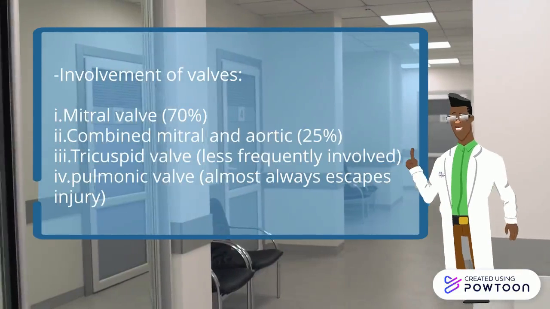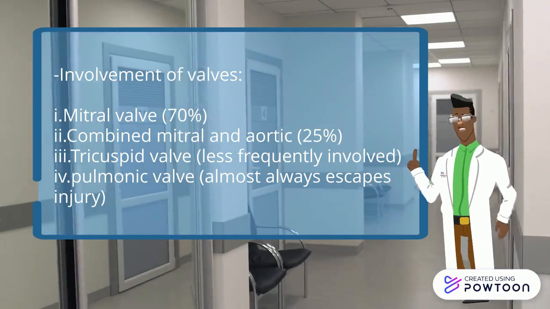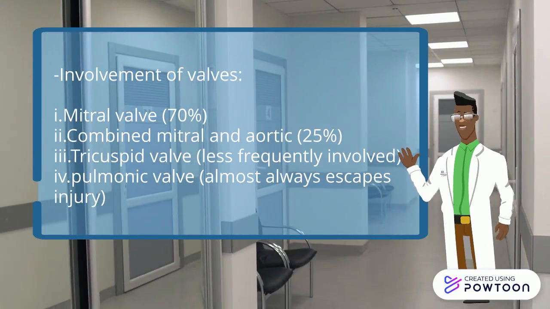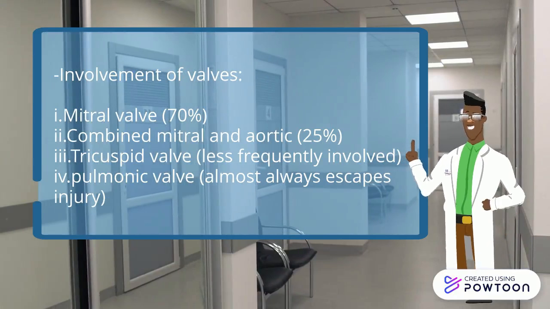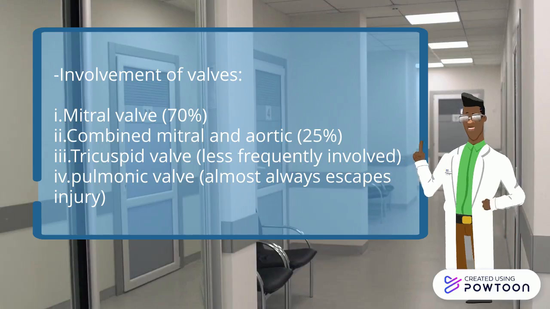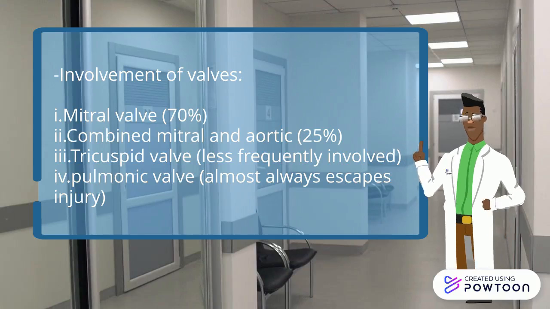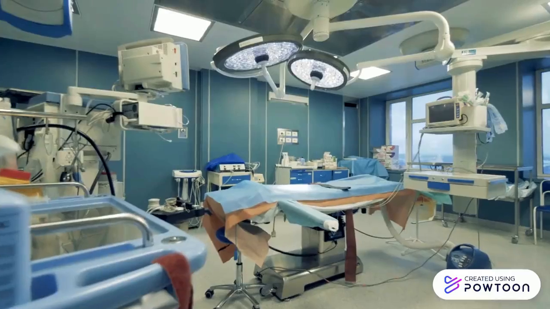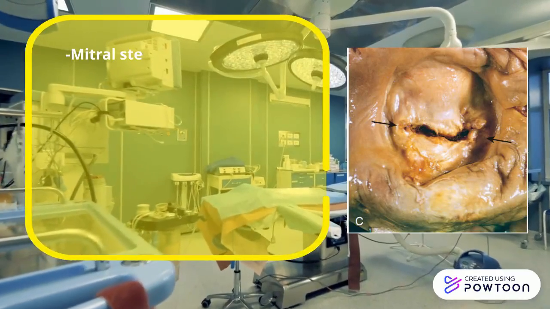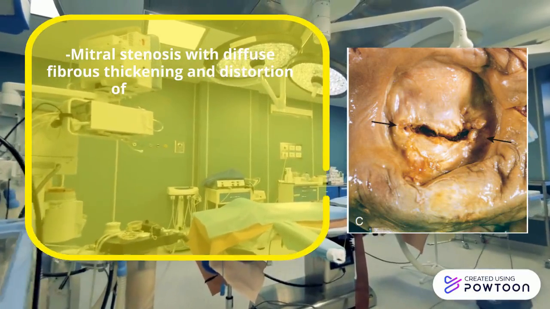For the involvement of valves, the mitral valve alone is involved in 70% of cases, while for combined mitral and aortic valve, the percentage is 25%. The tricuspid valve is less frequently involved, and as for the pulmonic valve, it can be said to almost always escape injury.